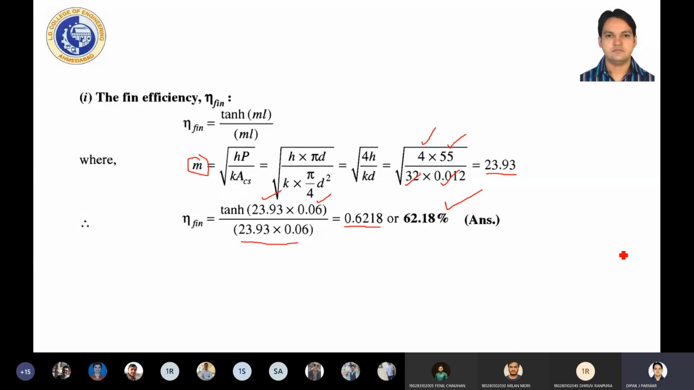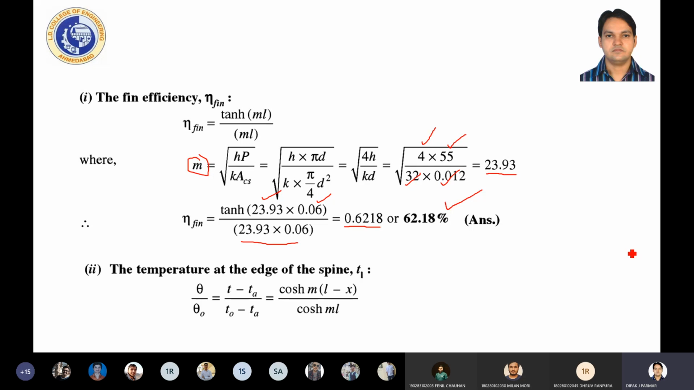The same problem we will solve with some tool, because we want to check what the effect on fin efficiency will be if some parameters vary. So after solving this numerical here, I will explain this problem in MATLAB, so that we can change the variable value, either h, p, k or Ac, and check the effect of different variables on the efficiency of the fin. So in the first part, we have calculated that the efficiency of this particular fin is 62.18%.